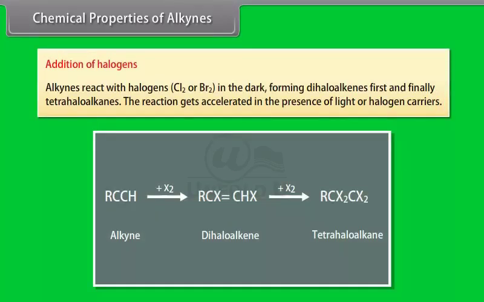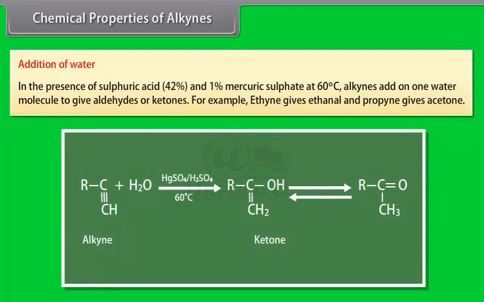Addition of halogens. Alkynes react with halogens Cl2 or Br2 in the dark, forming dihaloalkenes first and finally tetrahaloalkanes. The reaction gets accelerated in the presence of light or halogen carriers. Addition of water. In the presence of sulfuric acid 42% and 1% mercuric sulfate at 60 degrees centigrade, alkynes add on one water molecule to give aldehydes or ketones. For example, ethine gives ethanol and propine gives acetone.